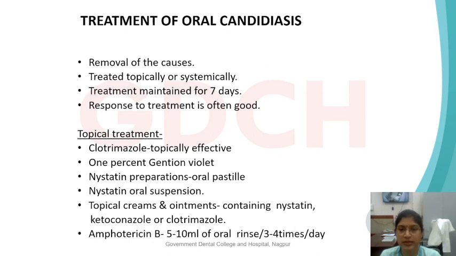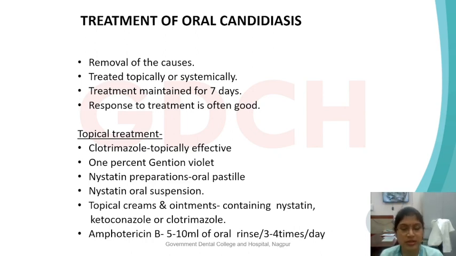The treatment of oral candidiasis mainly involves removal of the causes. That is, once the predisposing factors have been identified, they need to be corrected or removed. Then treatment can be done topically or systemically, and the treatment has to be maintained for 7 days. The response to treatment in cases of candidiasis is usually good. The topical treatment involves clotrimazole, which is very effective topically. 1% gentian violet can also be given to the patient, as gentian violet has been shown to have an antifungal effect.